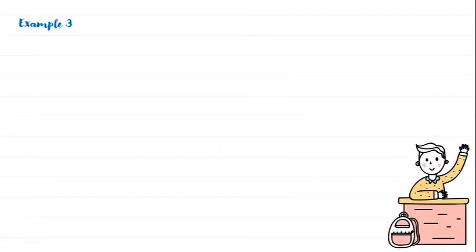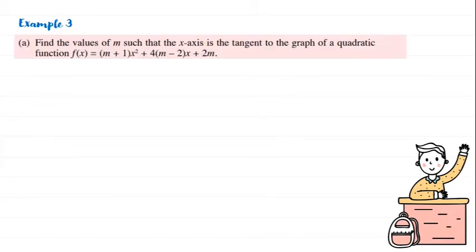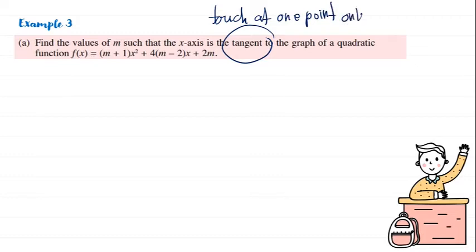Okay, example 3. Find the values of m such that the x-axis is the tangent to the graph of the quadratic function f(x) equals (m plus 1)x squared plus (4m minus 2)x plus 2m. So tangent means that it touches at one point only. Okay.